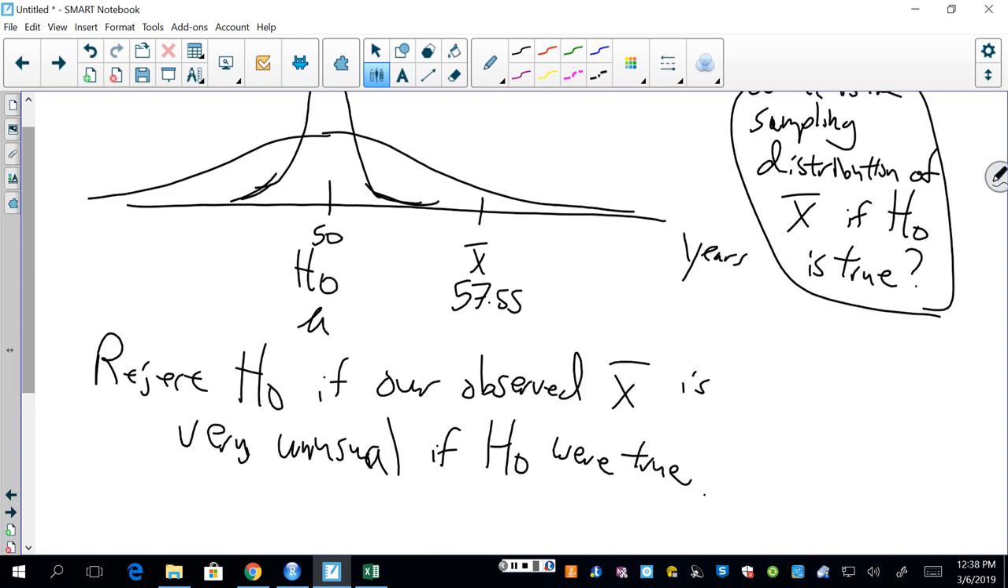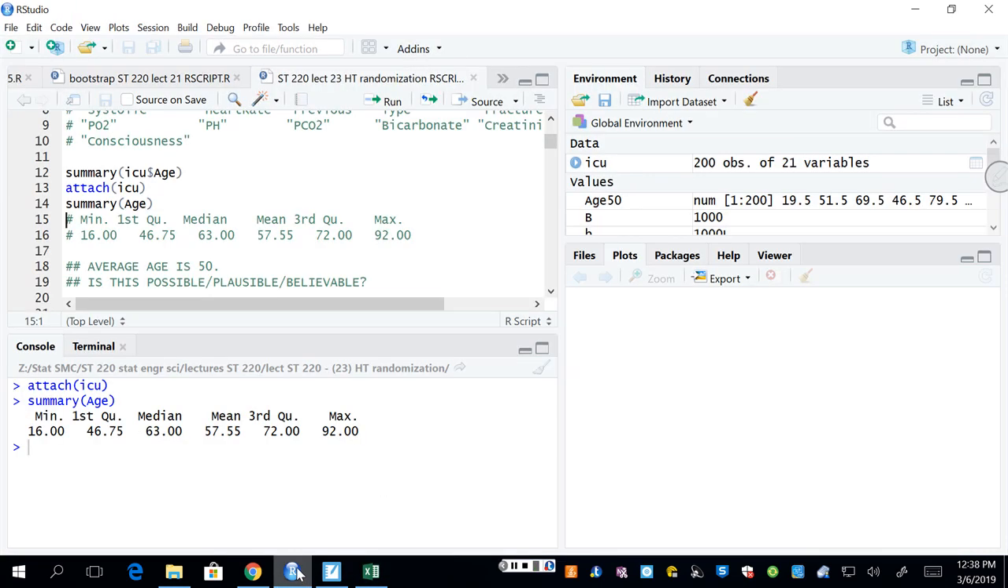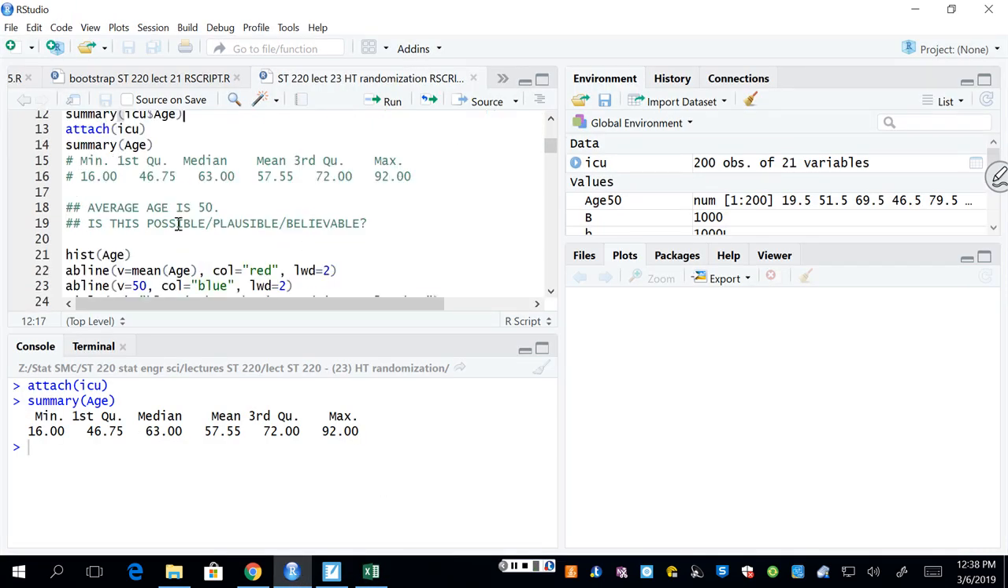Now it might be that we've got a really unusual sample, but we happen to get just a bizarre sample that gave us a big average. It becomes pretty unlikely, pretty convincing that it's just different. And so one way we can look at that is called randomization. We can essentially bootstrap averages under the assumption that the null hypothesis is true. So suppose the average age is 50. Is that plausible or not?